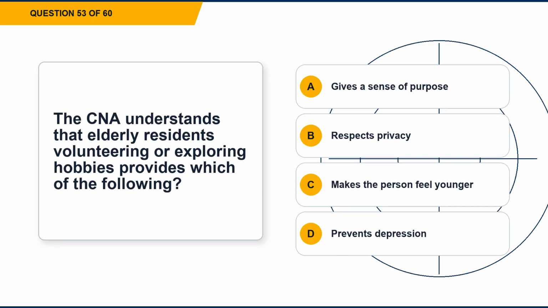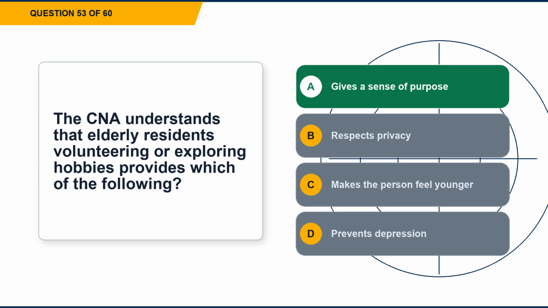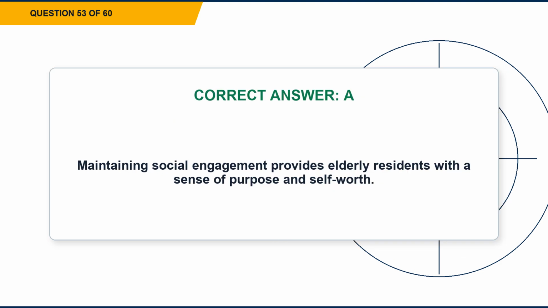Question 53. The CNA understands that elderly residents volunteering or exploring hobbies provides which of the following? Option A, gives a sense of purpose. Option B, respects privacy. Option C, makes the person feel younger. Option D, prevents depression. The correct answer is option A, gives a sense of purpose. Explanation: maintaining social engagement provides elderly residents with a sense of purpose and self-worth.